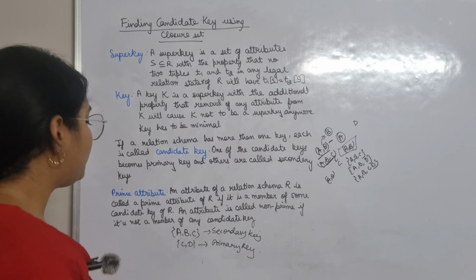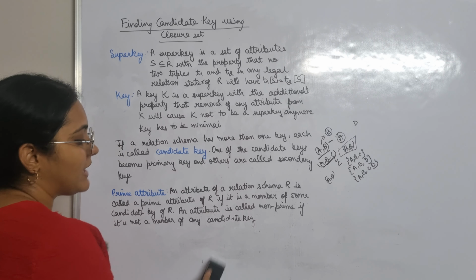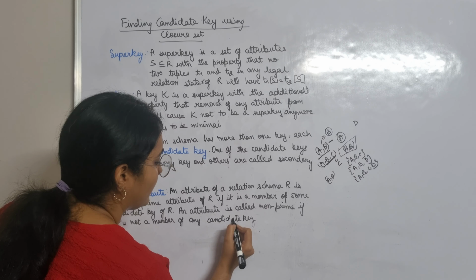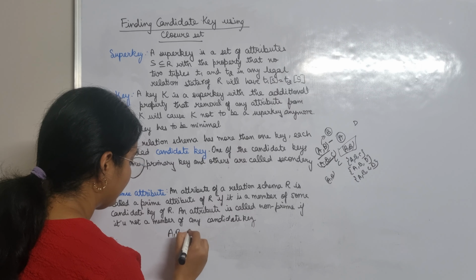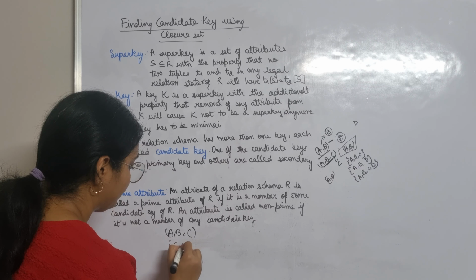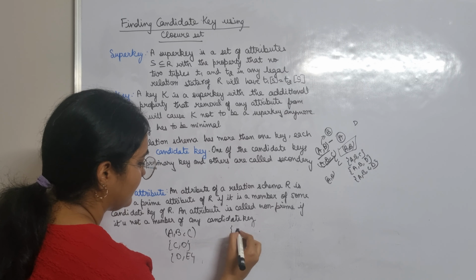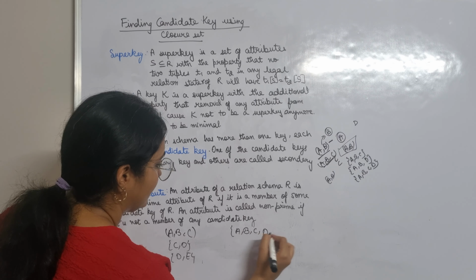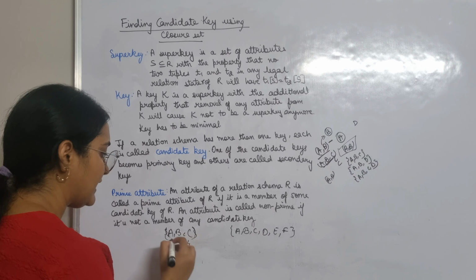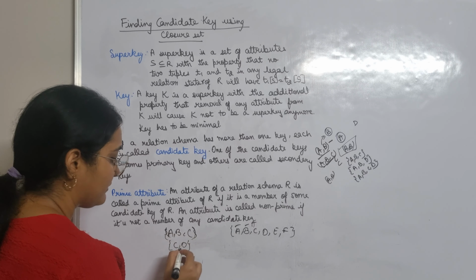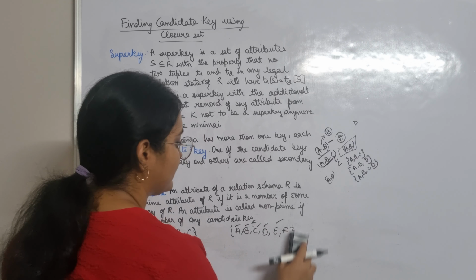And then we talk about prime attributes. What is a prime attribute? A prime attribute is any attribute that is part of any candidate key of R. Let's say we have three candidate keys: ABC is a key, CD is a key, DE is a key, and our relation schema contains A, B, C, D, E, F. If these three are candidate keys, then A, B, C are prime attributes, C, D are prime attributes, and D, E are also prime attributes.